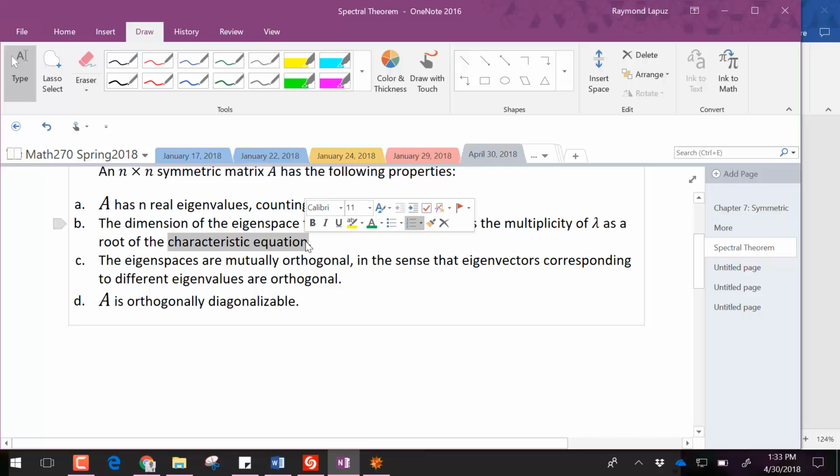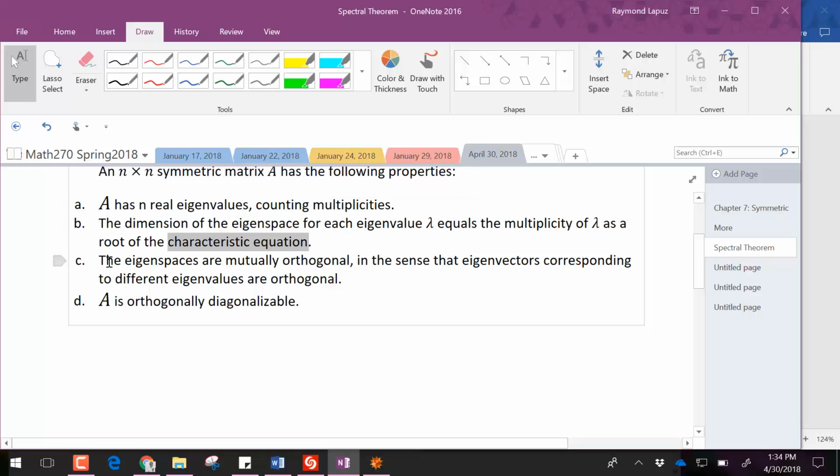There are some cases where you have algebraic multiplicity 2, but then when you try to find the null space, it's only one-dimensional, so you kind of lose a vector that way. But that's not going to happen if you have a symmetric matrix.